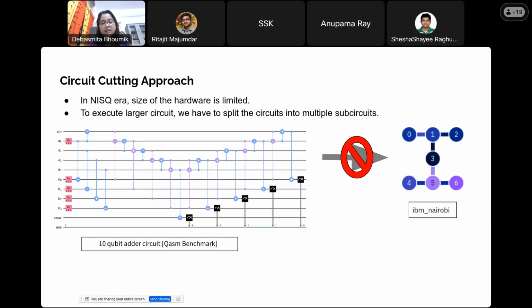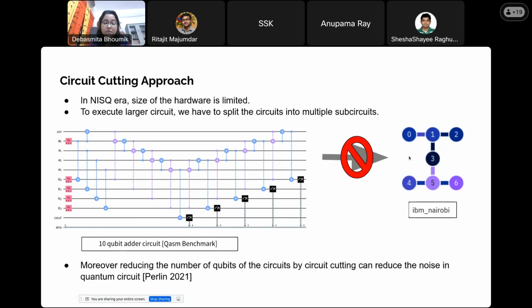Why is this needed? Because in the NISQ era the size of the hardware is limited. So suppose we have a larger circuit here. Here we have a 9 qubit circuit, but this is a 7 qubit machine. This is a 10 qubit circuit, and this is a 7 qubit machine. We can't map this. Hence, we need circuit cutting, and moreover, reducing the number of qubits of the circuit by cutting can reduce noise itself. It was shown in the paper by Berlin in 2021.